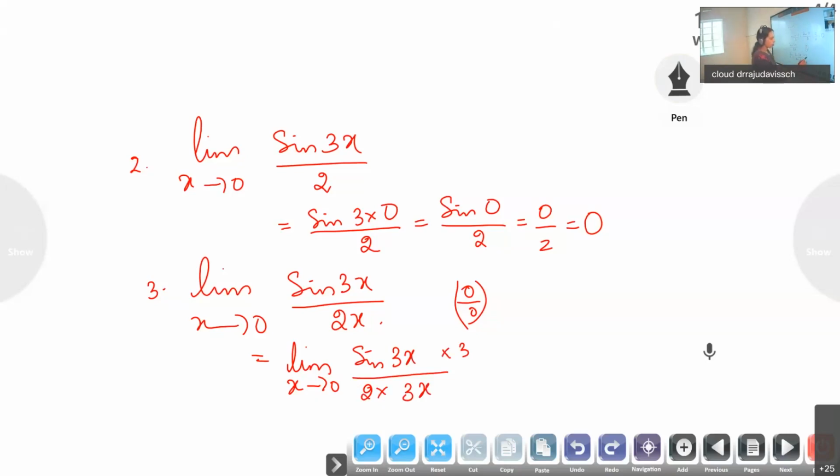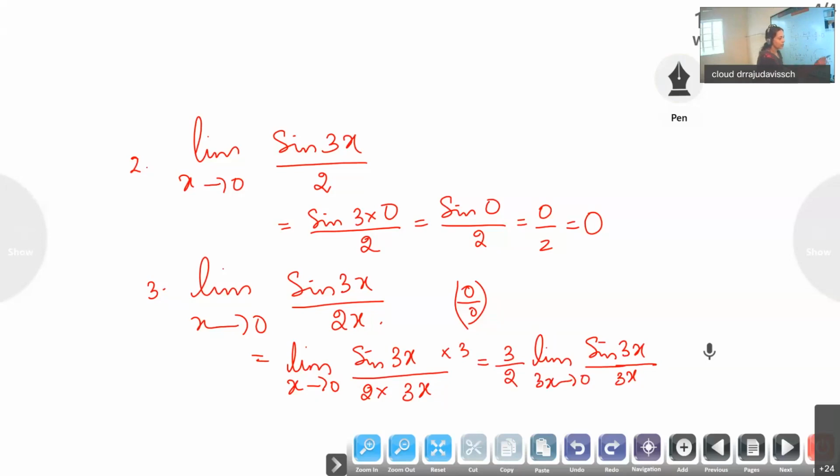Now 3 and 2 are constants, so we can take that constant outside: 3 by 2 limit sine 3x by 3x. Now x tends to 0 means 3x also tends to 3 into 0, which is 0. X is approaching towards 0, so 3x will tend to 3 into 0, which is 0. So we can write this as limit 3x tends to 0.